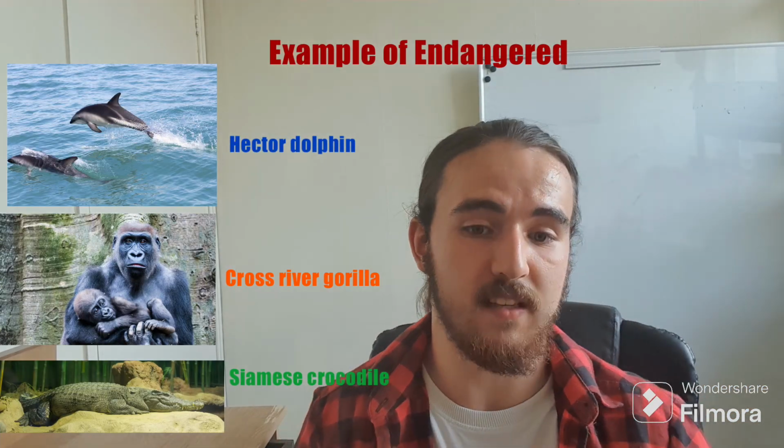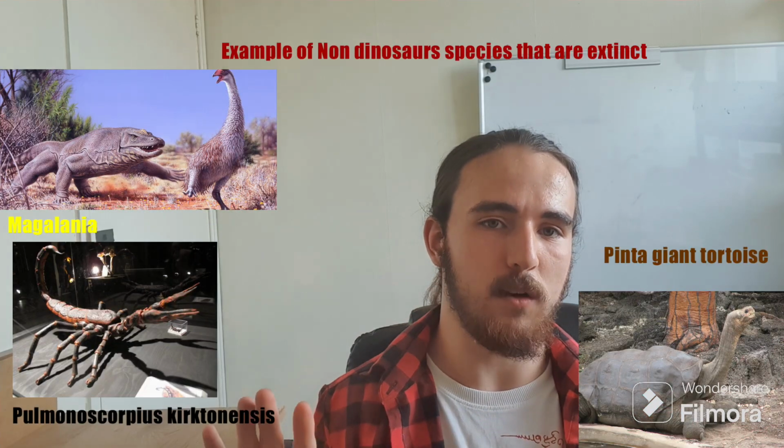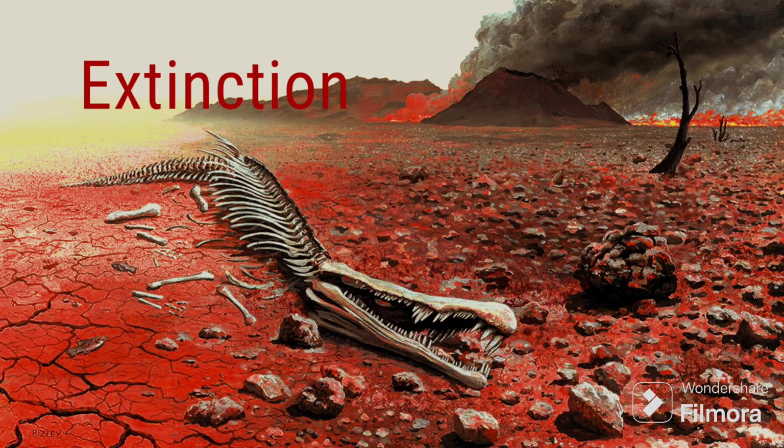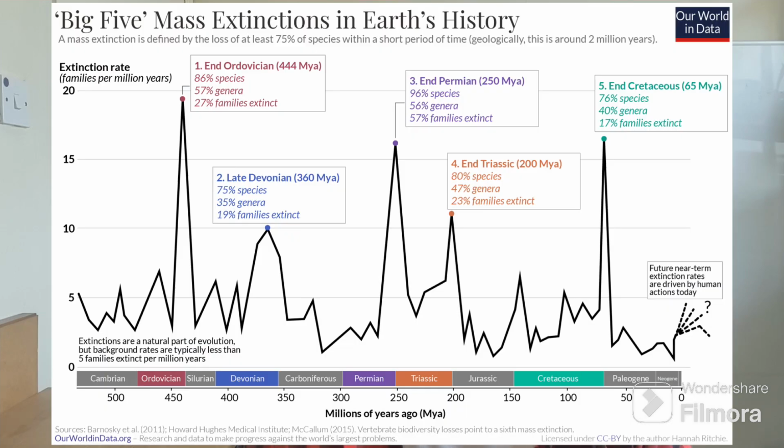Endangered is when a species is at risk of becoming extinct, and extinct is when a species is completely wiped off the planet with none of the species alive. Mass extinction is when a species is dying out way faster than it can reproduce.